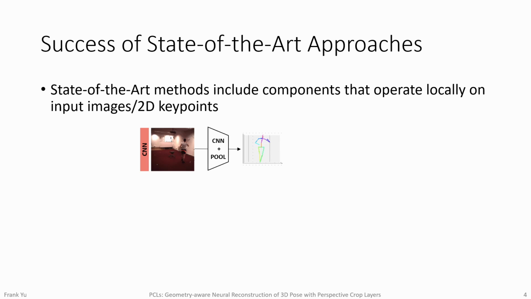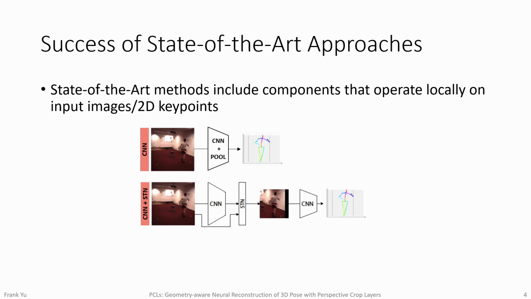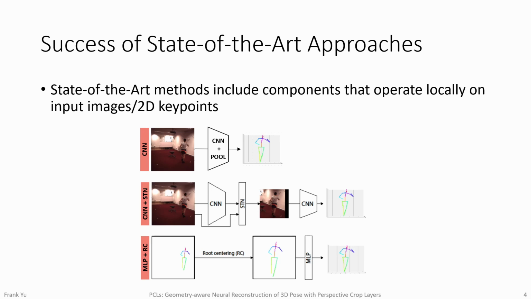Convolutional neural networks, CNNs, build upon translational invariance, and current state-of-the-art 3D pose estimators have seen great success using CNNs to learn from image data directly. Some use a separate detection stage and spatial transformer network, STN, to add scale invariance. Another popular approach has been using multilayer perceptrons, MLPs, to lift 2D to 3D keypoints. For this approach to generalize, though, the predicted or ground truth 2D poses are first centered.